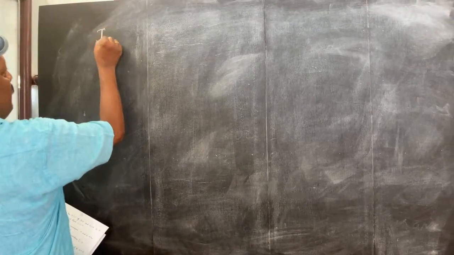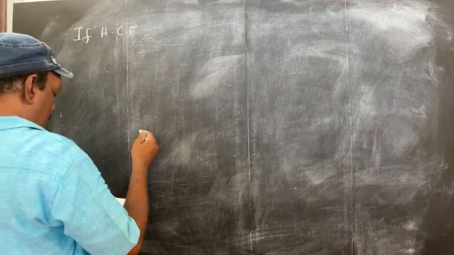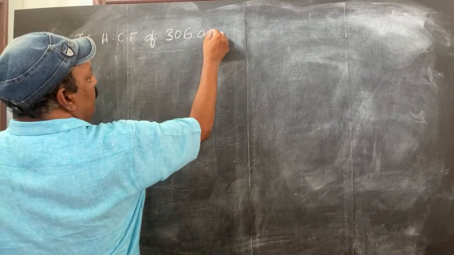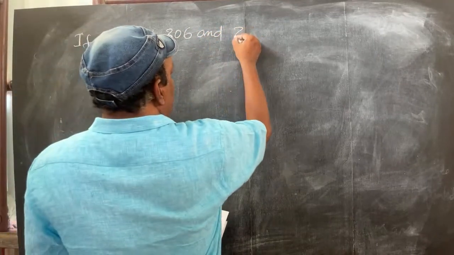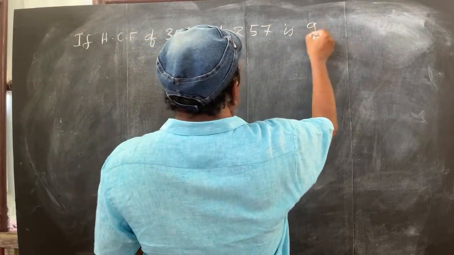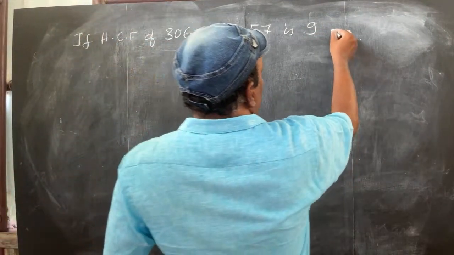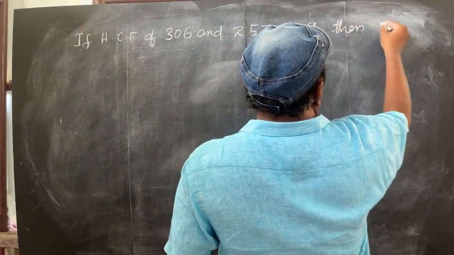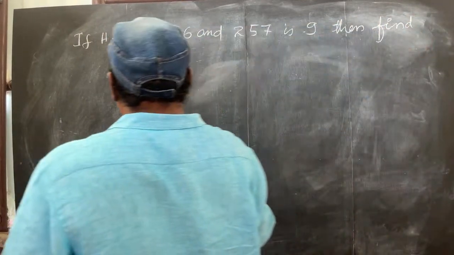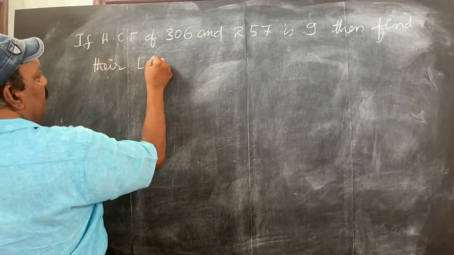If the HCF of 306 and 257 is 9, then find their LCM.